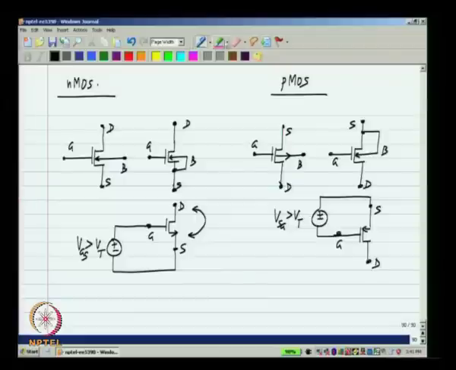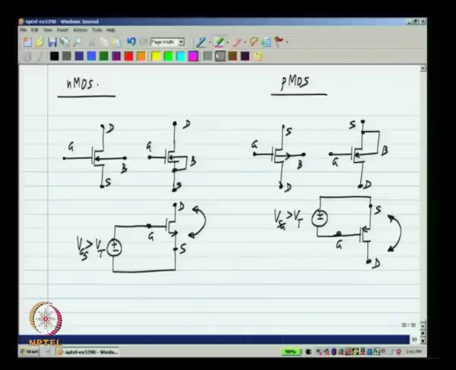We will apply a VSG that is more than the threshold voltage, and if the drain voltage increases and comes too close to the source voltage, then it will tend to go into the triode region, and if the drain and source voltages are the same, the current will be 0. There will be no voltage across the device, that is somewhat similar to having 0 voltage across a resistor, which gives you 0 current.